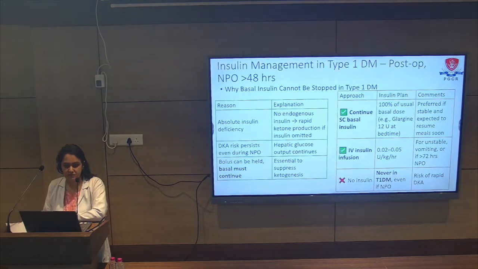And that is one of the common causes of admission in pediatric ICU, where a child has a fever or vomiting and stops eating, and the mother or a family member stops the insulin, the child ends up in DKA, and then typically lands up in ICU. So this thing is very important, which we need to remember.